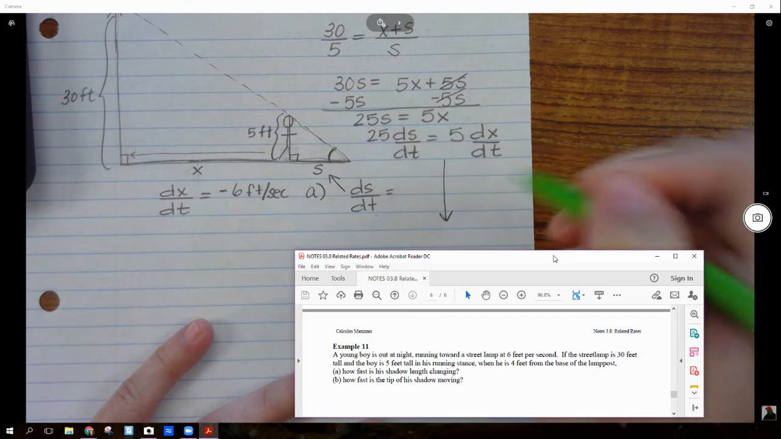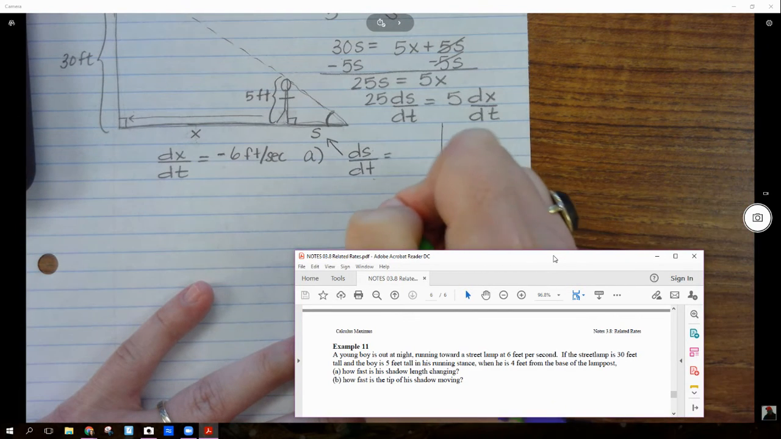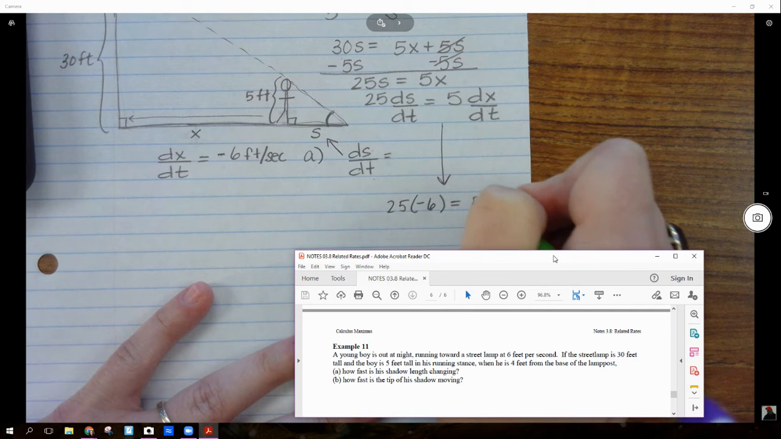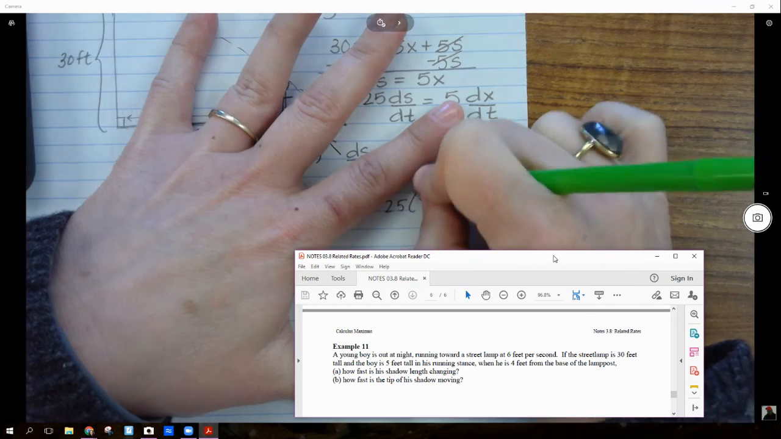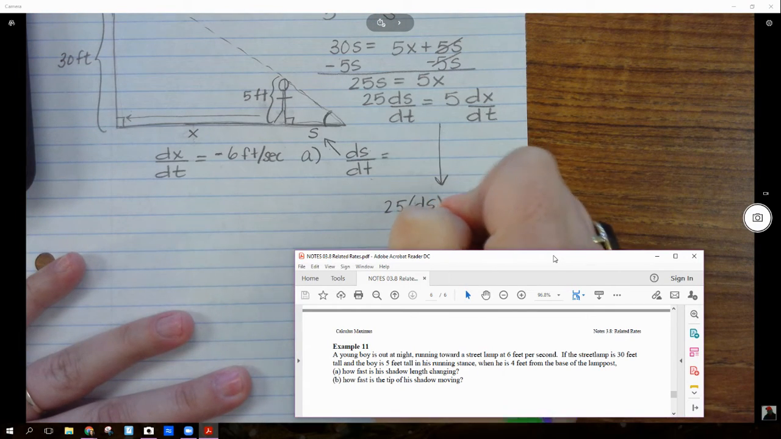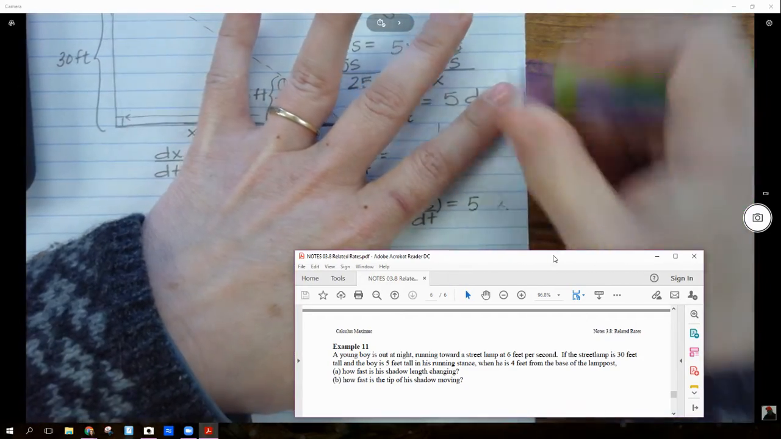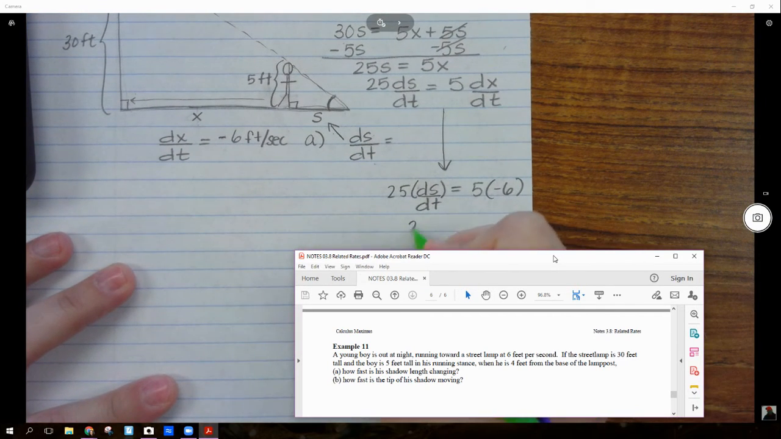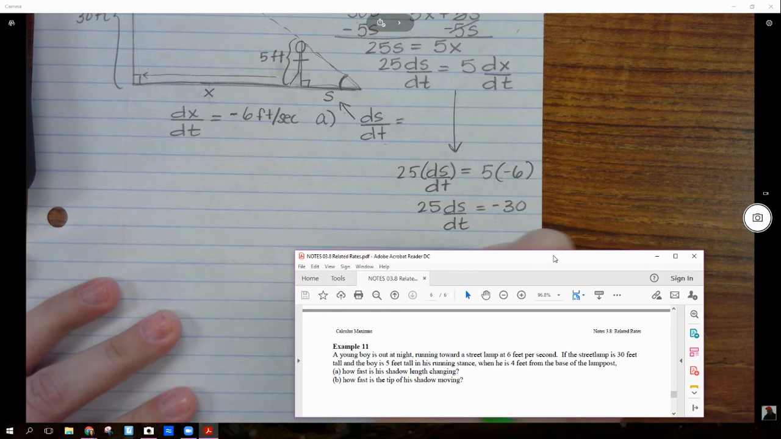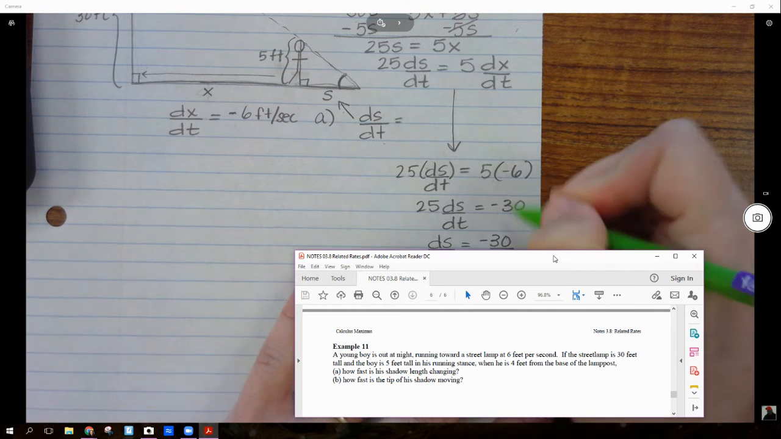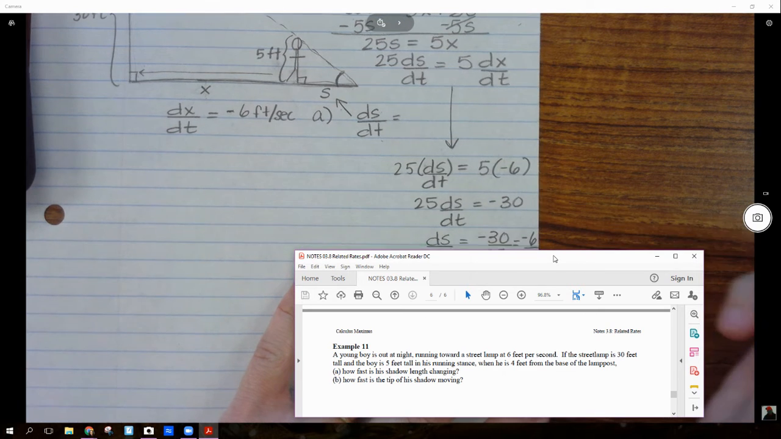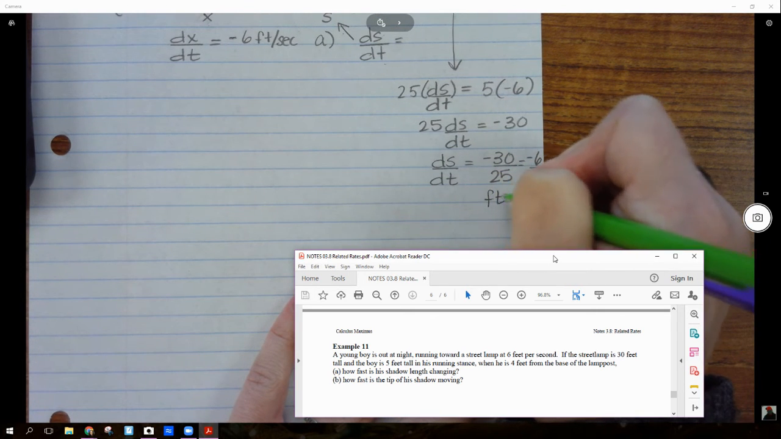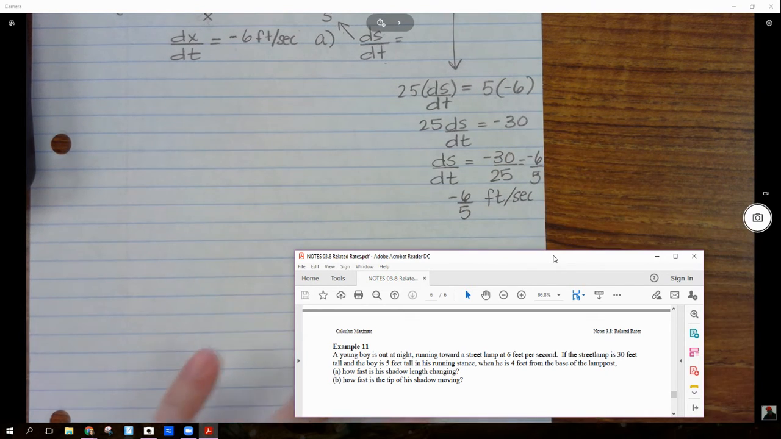Now you're going to put negative 6 in. Let's see here. I'm going to come down just a little bit lower. So this will be 25 times negative 6 equals 5 times, oh, I'm sorry, I put that in the wrong spot, didn't I? This is 25 ds dt equals 5 times, put the negative 6 in here, for dx dt. So 25 ds dt equals negative 30. So ds dt will be negative 30 over 25, which is going to reduce to negative 6/5. And the label on that will be feet per second. So negative 6/5 feet per second.